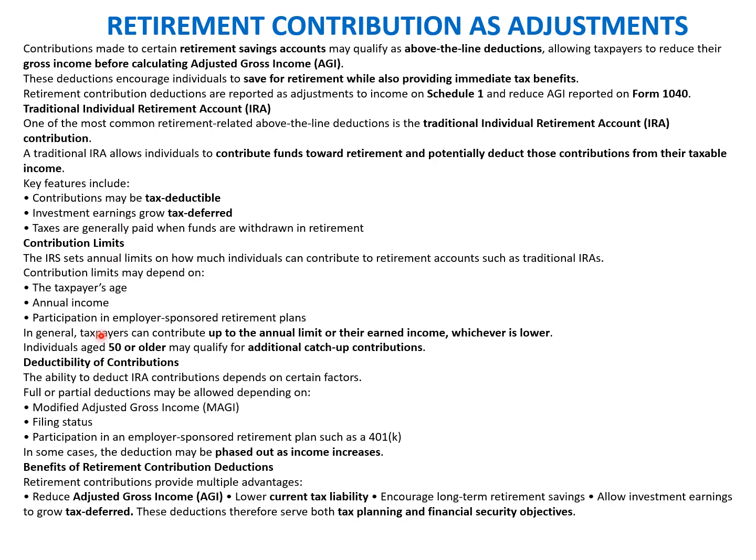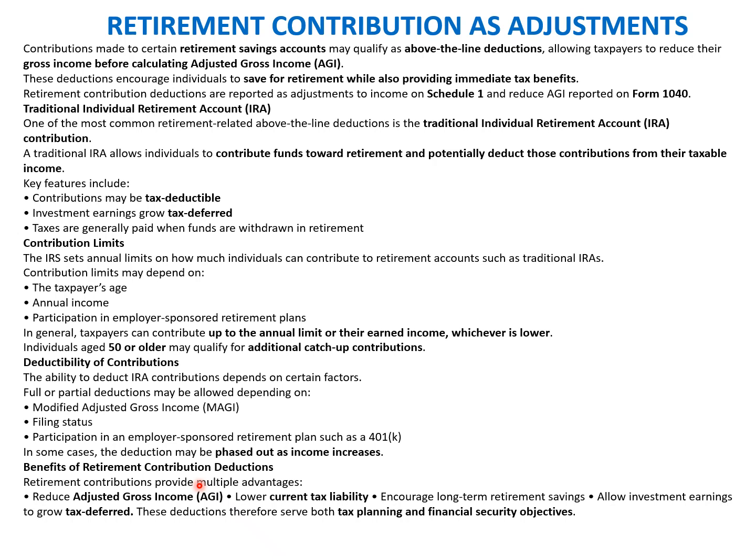from gross income. As for the contribution limit, the IRS sets the annual limit on how much an individual can contribute. The limits depend upon age, annual income, and participation in employer-sponsored programs. In general, a taxpayer can contribute up to the annual limit or their earned income, whichever is lower. Individuals aged 50 or more may qualify for additional catch-up contributions. The ability to deduct the IRA contribution depends on certain factors. A full or partial deduction may be allowed depending upon modified adjusted gross income, filing status, and participation in an employer-sponsored retirement plan such as a 401(k).